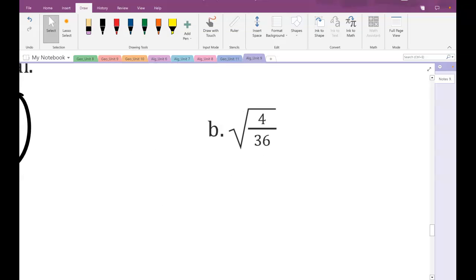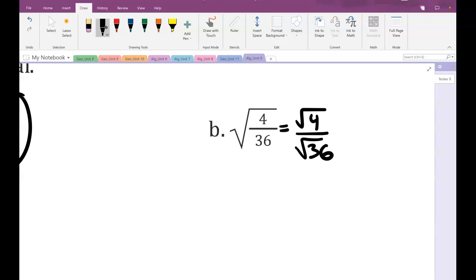Example B. We can split it up to square root of 4 divided by square root of 36. What's the square root of 4? Well, to get to 4, we take 2 times 2. So square root of 4 is 2. Square root of 36, we would take 6 times 6. So square root of 36 is 6. This is not your best answer because 2/6 we can reduce.